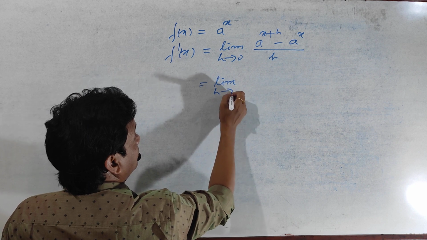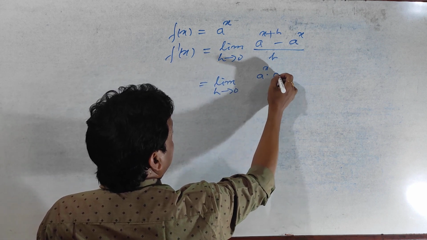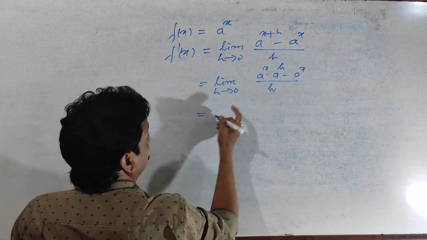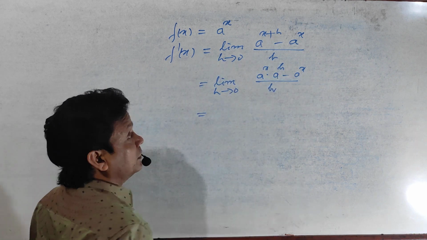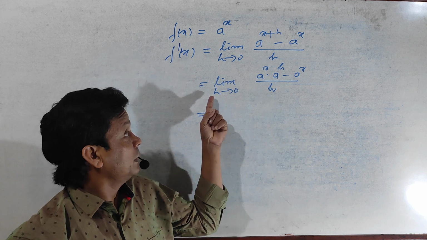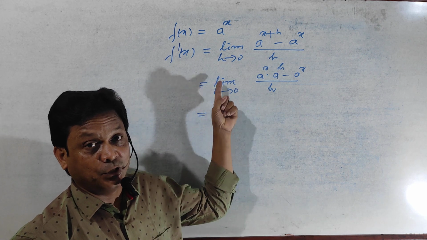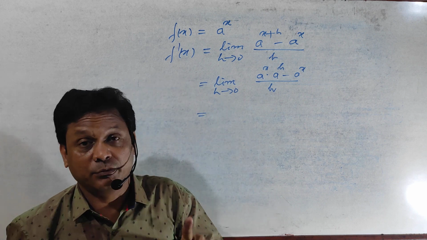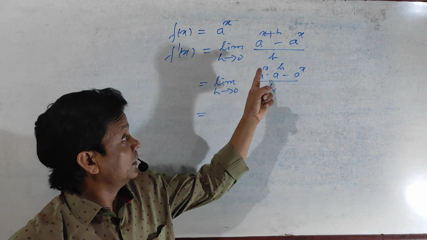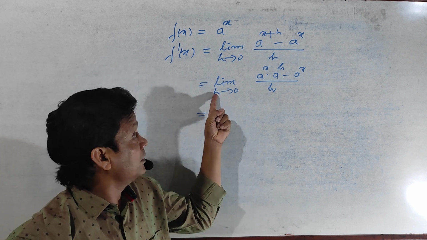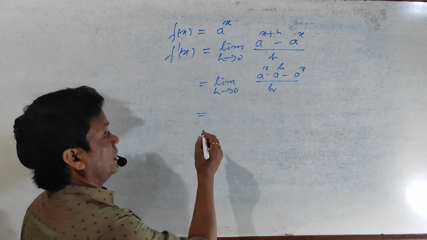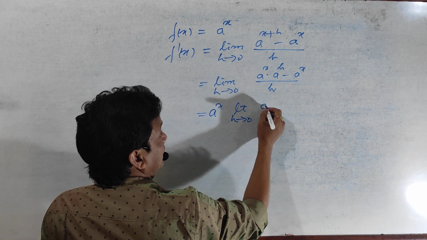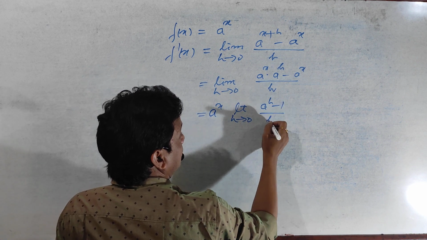So what is the procedure? I can write a to the power x into a to the power h minus a to the power x divided by h. So take a to the power x common, and here the variable is h. Below the limit I have written h tends to 0, and that is the variable. Remember, here x is not the variable, here h is the variable, so a to the power x will come completely outside. So limit h tends to 0, a to the power h minus 1 by h.